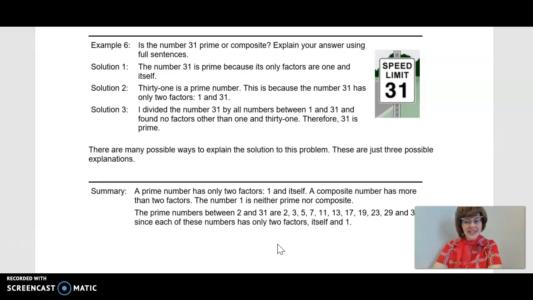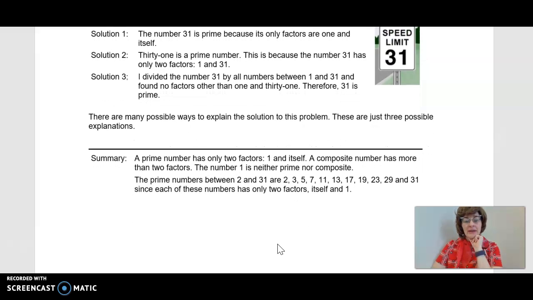Or here's another example of how you could explain it. I divided the number 31 by all the numbers between 1 and 31 and found no factors other than 1 and 31. Therefore, 31 is prime. There are many possible ways to explain the solution to this problem. These are just 3 possible explanations.